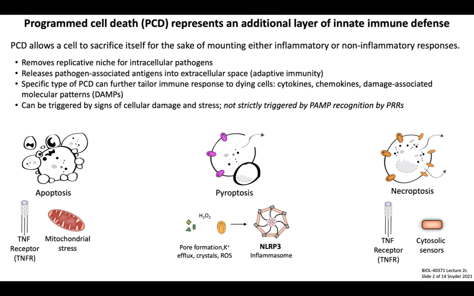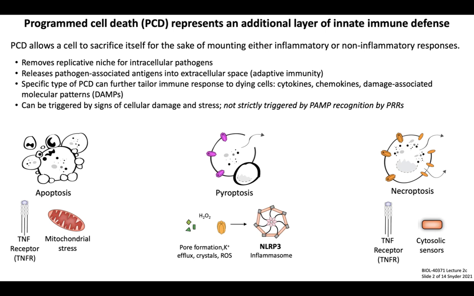Considering how cells undergoing PCD can produce many different types of inflammatory signals, these forms of cellular suicide make up an important additional layer of innate immunity, as they allow a cell to sacrifice itself in order to generate either pro-inflammatory signals, as is the case with pyroptosis or necroptosis, or anti-inflammatory signals, as can be the case with apoptosis. Again, any form of PCD succeeds in removing the replicative niche for intracellular pathogens, which also allows for the release of cellular antigens, including pathogen-associated antigens, to stimulate adaptive immunity.